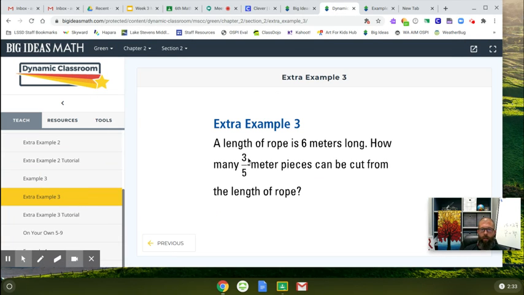So here's another one that's division. A length of rope is 6 meters long. How many 3/5 meter pieces can be cut from the length of rope? So again, we're dividing 6 divided by 3/5. So we're not going to divide, we're actually going to flip and multiply. And remember, 6 is 6 over 1 as a fraction. So why don't you try that, pause it, and come on back.